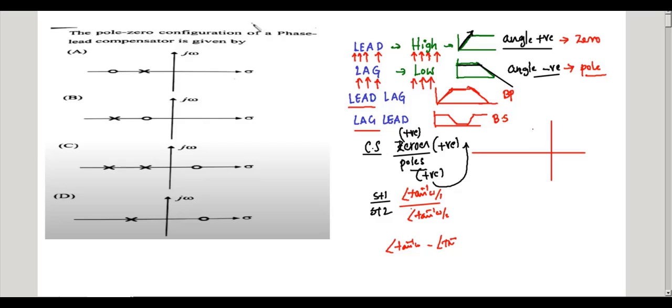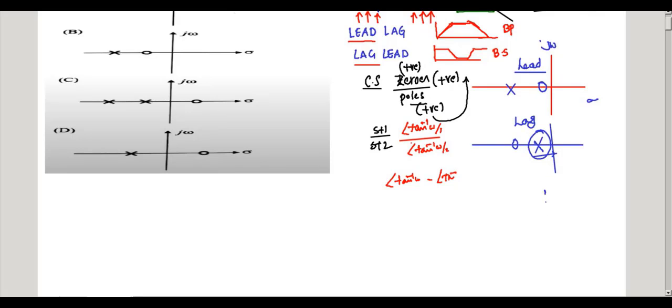For a high pass filter, angle is positive, which means the zero is nearer to the origin. Then after that you have a pole. This is a lead compensator. For a lag compensator, angle is going negative. Angle is negative means the pole will come into the picture. So the pole is nearer to the imaginary axis. This is the sigma j omega axis. The pole is nearer to the imaginary axis. Okay, so this is a lag compensator.